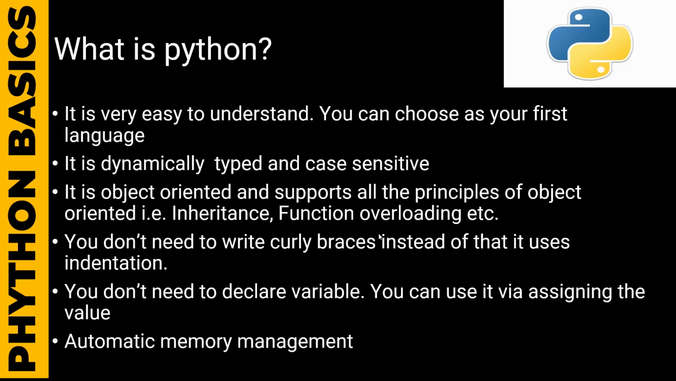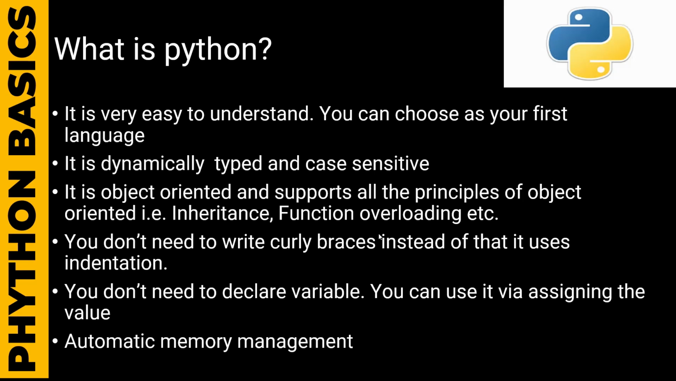So as I told you, it is very easy to understand. You can choose it as your first programming language. It is dynamically typed and case sensitive. What is dynamically typed? Basically, you don't need to declare a variable type in Python. It will be automatically interpreted based on the value, just like in JavaScript. And it is also case sensitive, so if you define a variable a equal to 10 in small, and if you define variable A equal to 10 in capital, both variables are different.